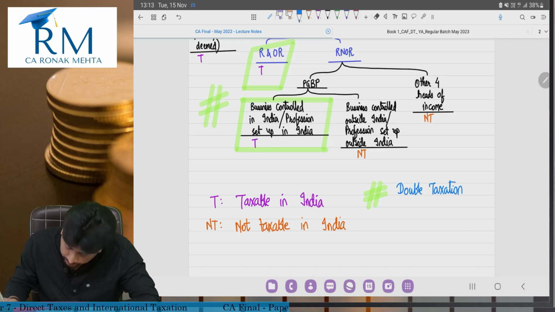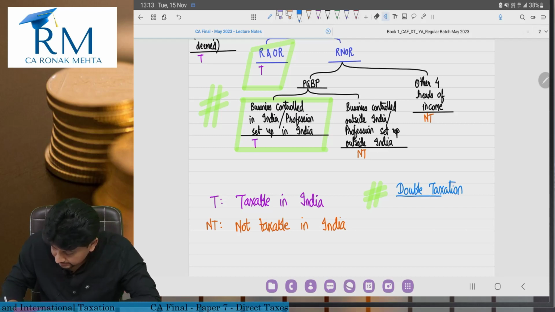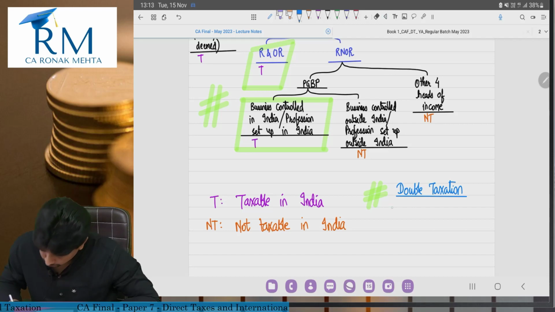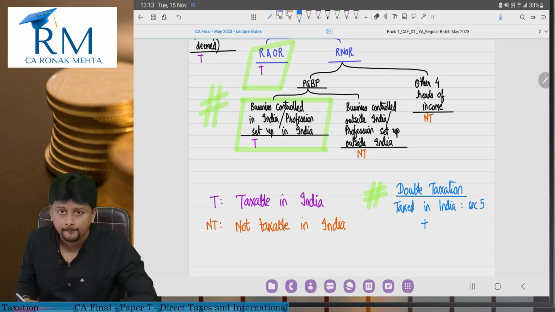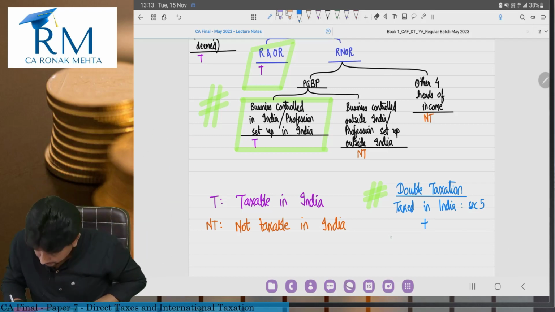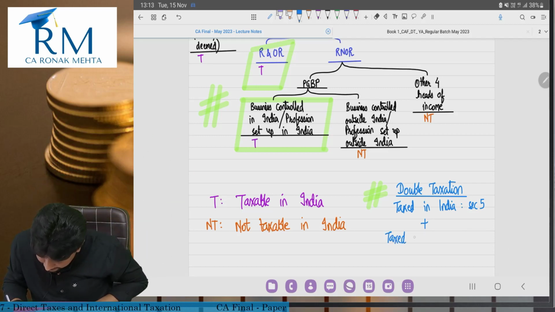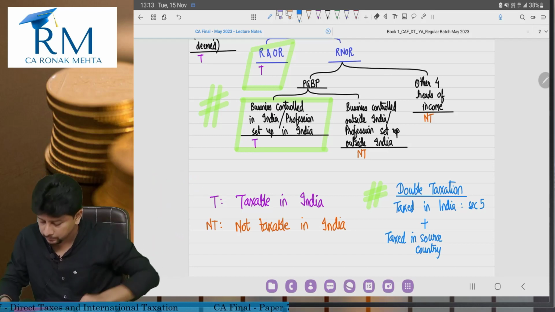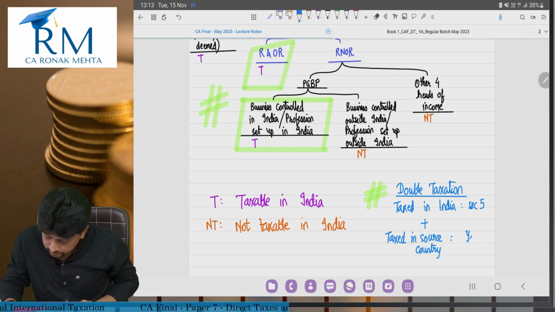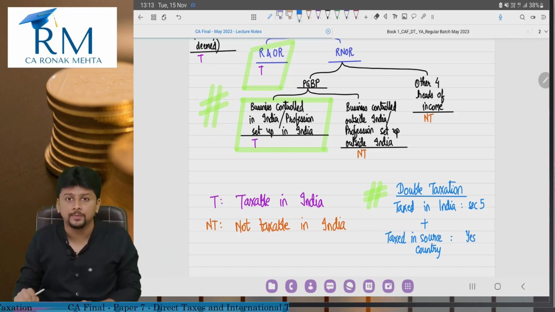Section 5 is saying it will be taxed in India. Taxed in India as per Section 5. But if it accrues outside India, it is taxed in that country also. That is called the source country. Source, that's the source of income, where the income arises. Taxed in the source country as per that country's Income Tax Act.